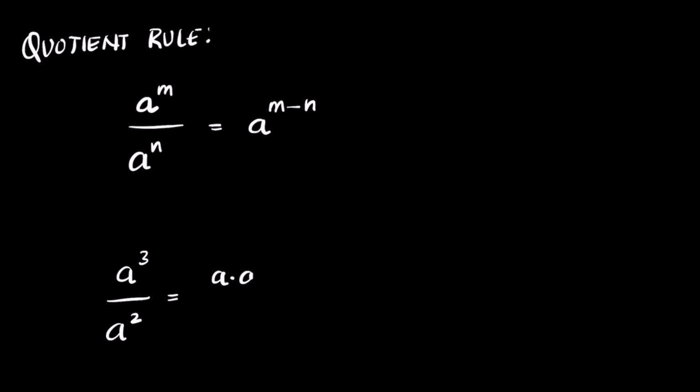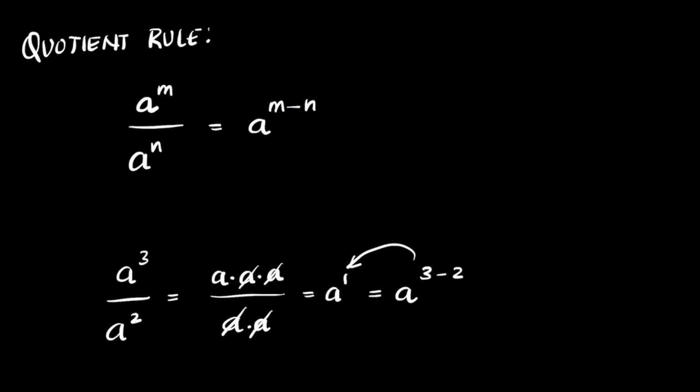If you split it, it becomes a times a times a divided by a times a. So we can cancel a, and you will be left with a to the power of 1, which can also be achieved with the above formula, which gives you a to the power 3 minus 2. It will also give the same answer. So this is the quotient rule.